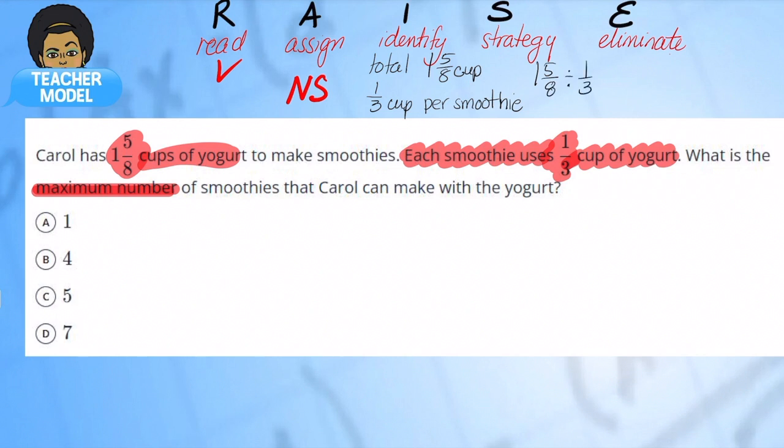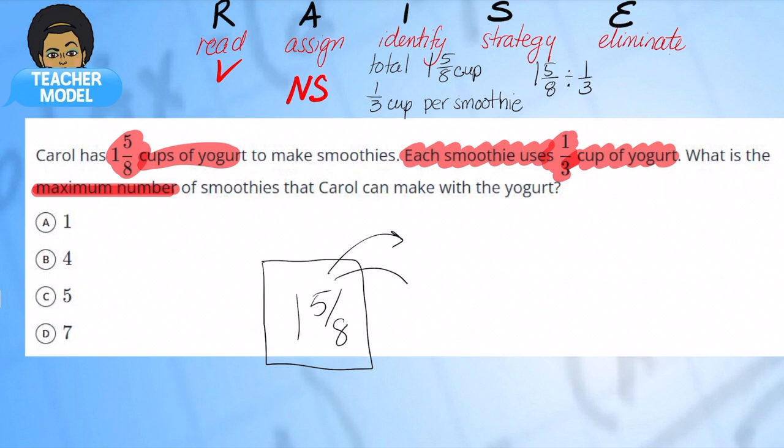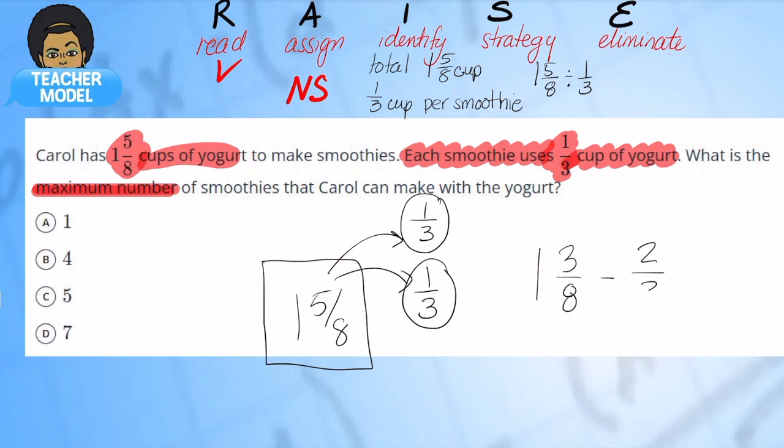So let's get to this eliminating process. And the first one that really sticks out to me looking at my numbers is the number 1. Because I know that if I have 1 5/8, I can take out more than one set of 1/3. I know I can, because just these two is 2/3, and I know I'm still going to have more left. I don't even have to do this math to know that I'm going to have leftover. So 1 is too small. I can definitely take out enough to make 2.